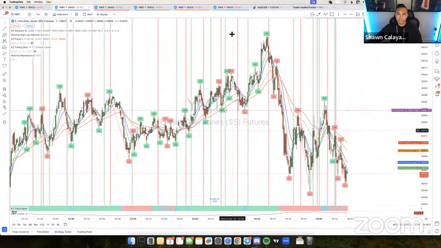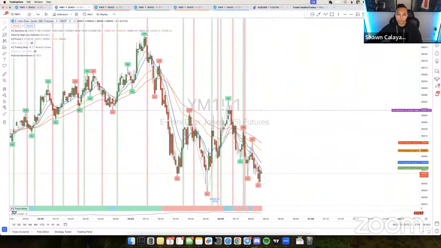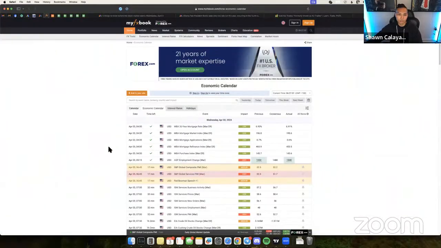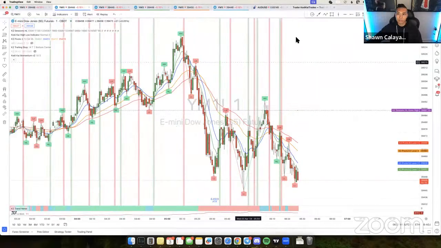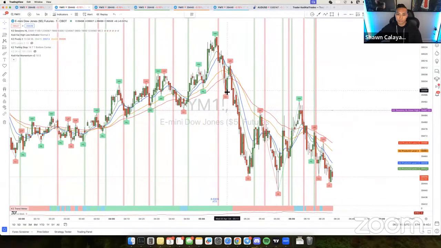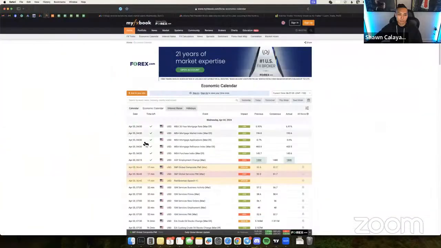Looking over here at our main chart, I believe we had some news this morning. Let me check the calendar real quick. We had news at 4 o'clock and 5:15. So let me mark that up real quick. 4 o'clock, 5:15. 5:15 is right here, and 4 o'clock was right here.